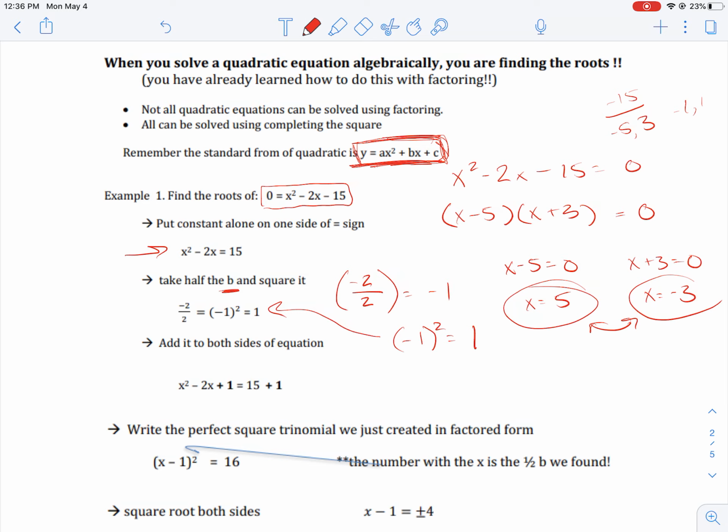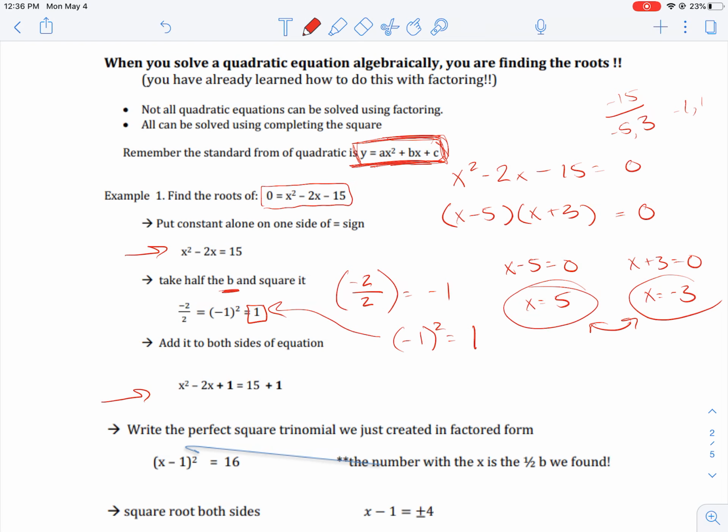You've got to remember, by adding something to one side, you've got to add it to the other. That's the additive property of equality. So if you look down here, that's what they did. They took this value, this 1, and they added it to both sides. So now we're left with x squared minus 2x plus 1 is equal to 15 plus 1.